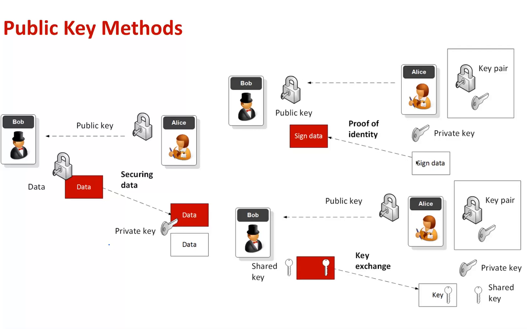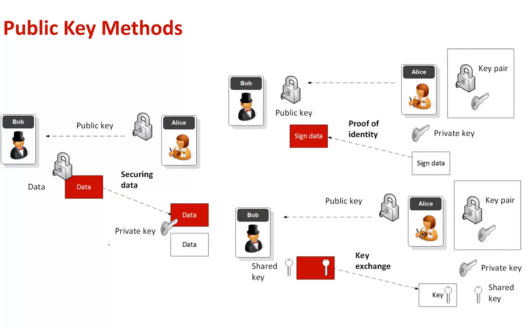The other method that we use it for is to be able to prove identity. So if Alice wants to prove identity to Bob, she encrypts some data. It could be a challenge, or it could be something that she has to sign, like a hash of a message, with her private key, and then she gives that to Bob, and then Bob decrypts that with her public key, and we should get the original data back. In this way, we prove our identity because only Alice can have the private key.